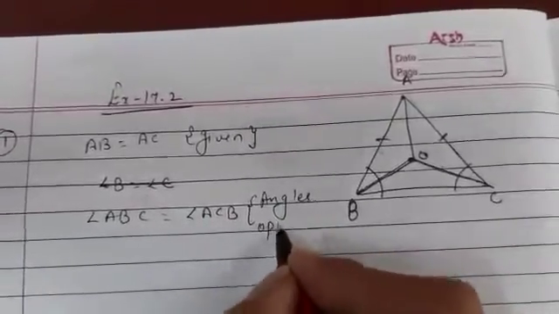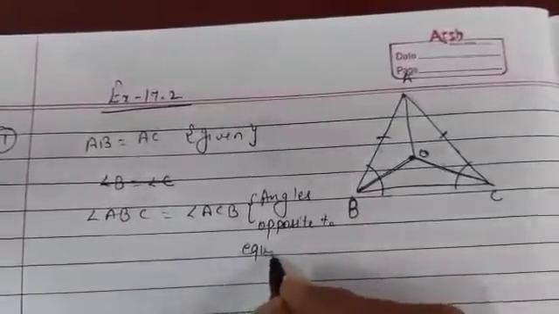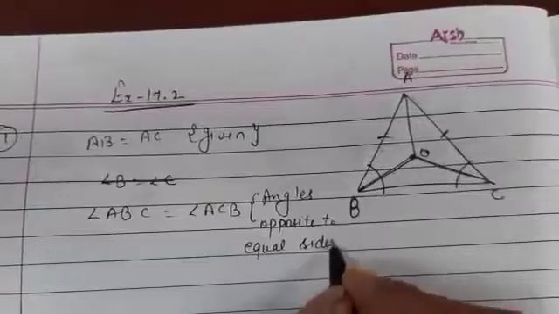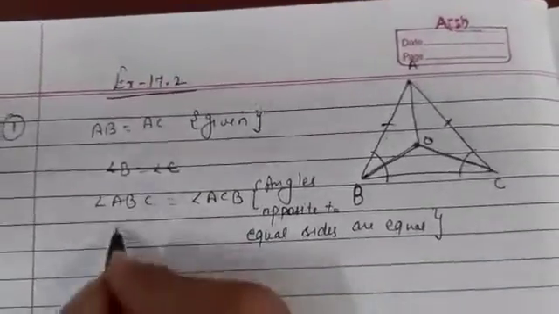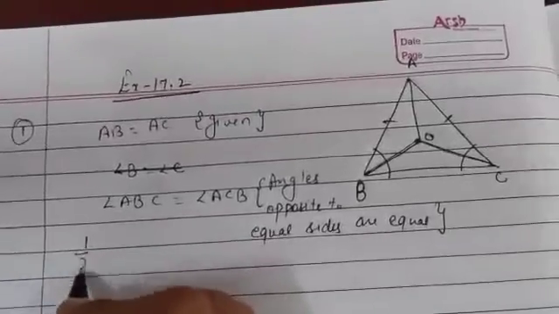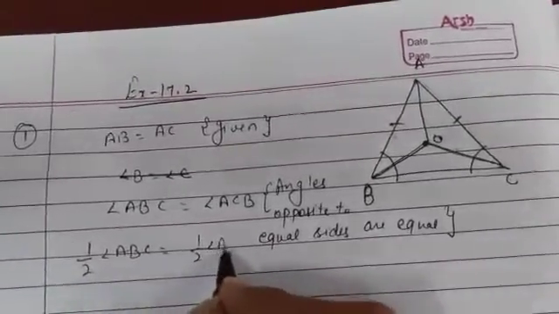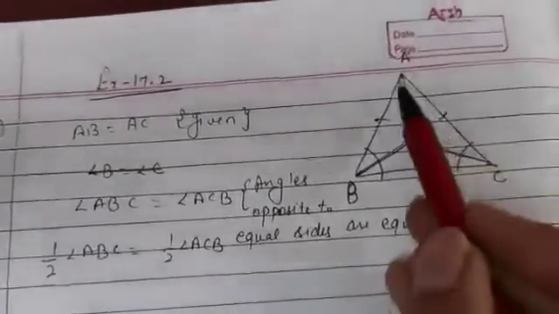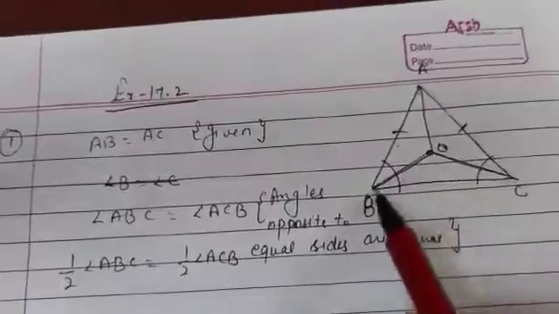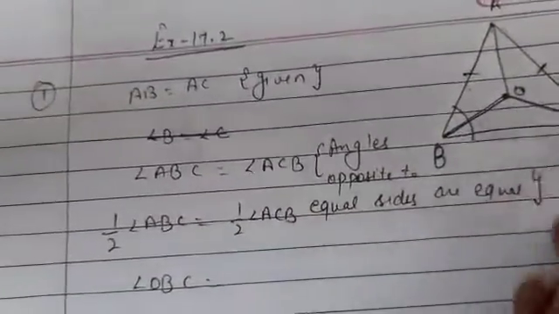Angles opposite to equal sides are equal. Clear? So if we take half of angle ABC, it is equal to half of angle ACB. Half of ABC, you can write OBC. Angle OBC is equal to angle OCB.